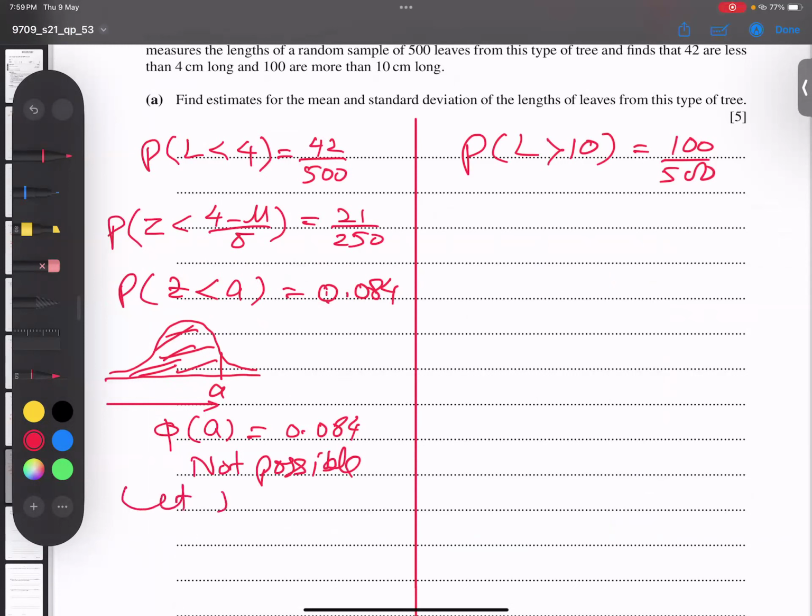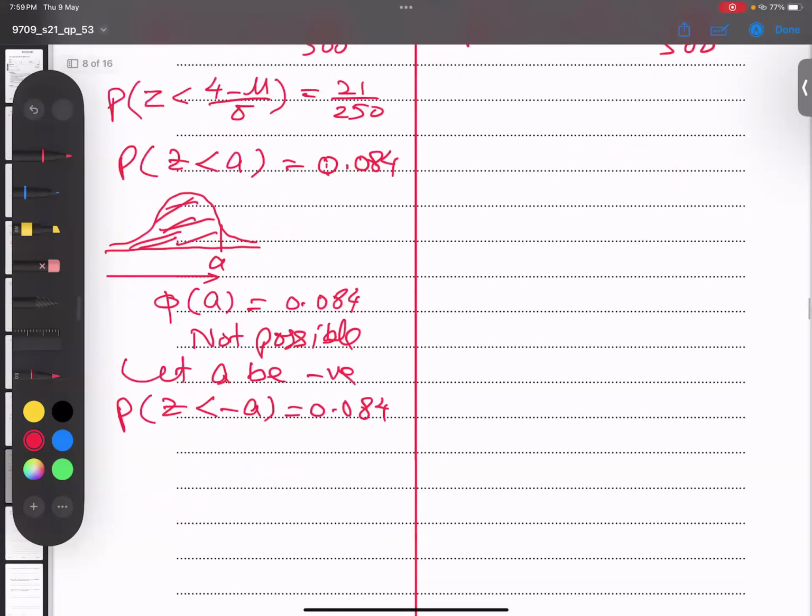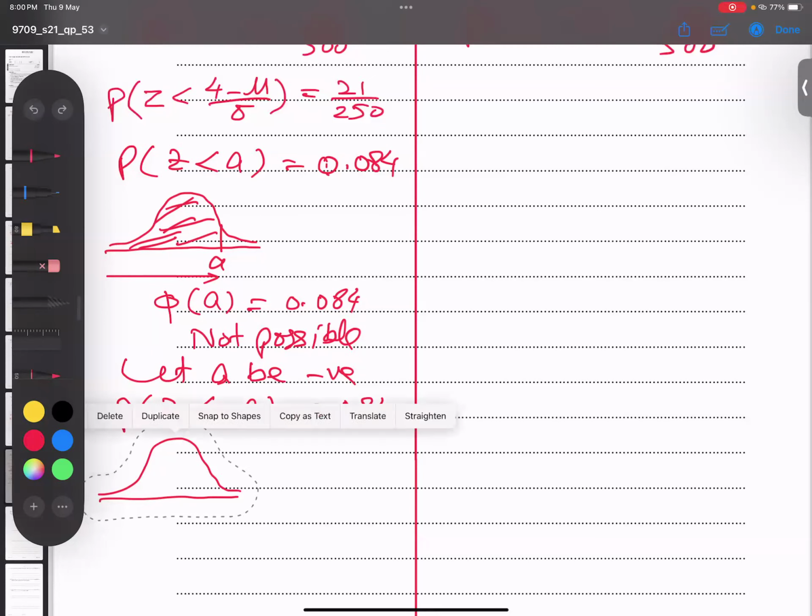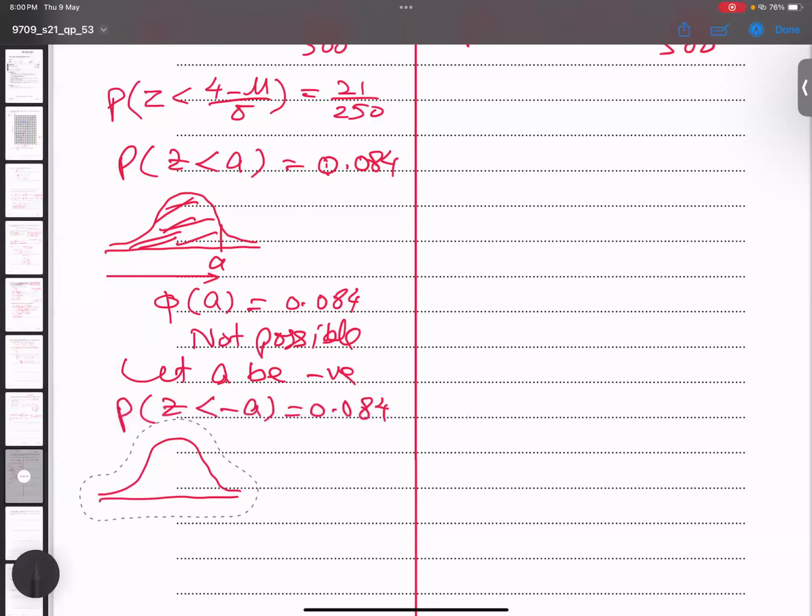Let A be a negative value. So if A is negative, then I will start from this statement once again. And how to write it? Z value is less than negative A, which is equal to 0.084. And now I draw a bell shape once again. Okay, students, so have a look. On this bell shape, I will write 2. Negative is the left-hand side, so this is coming negative A. And I make this diagram once again. Hold on. Let me make this diagram 2 times. So copy and paste. Okay, so I'm making this diagram 2 times.